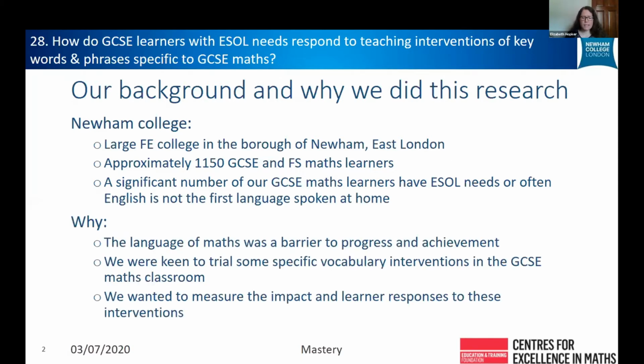So why did we want to do this question? Well, it's quite evident from our college that this is a fairly big issue for us. We were all feeling that the language of maths was a barrier to progress and achievement for our learners. And we were very keen to trial some specific interventions. And obviously we wanted to measure that impact on the learners, how they felt about that in the classroom as a tool, and then potentially on their maths learning as well. We did want to originally measure an impact on GCSE exam results, but obviously that has had to change.